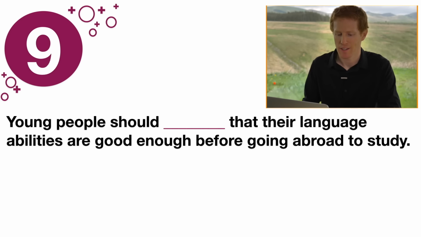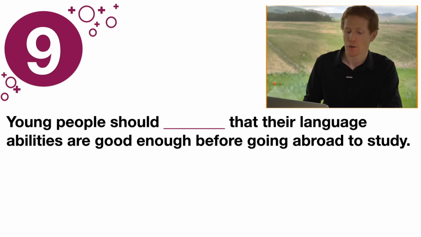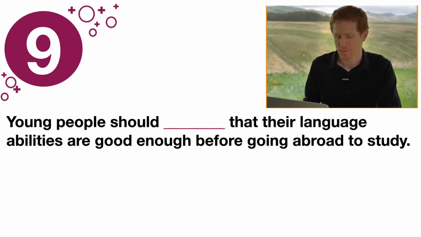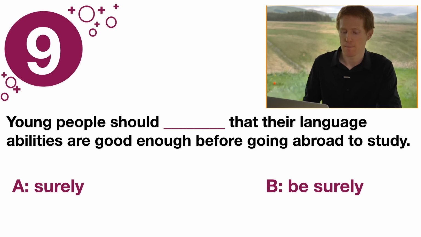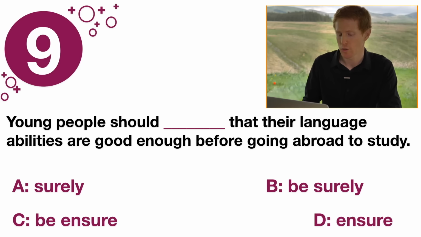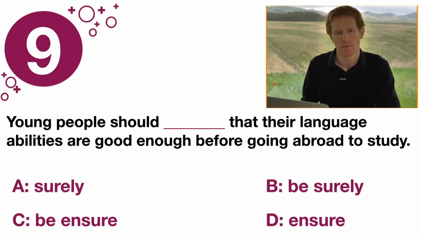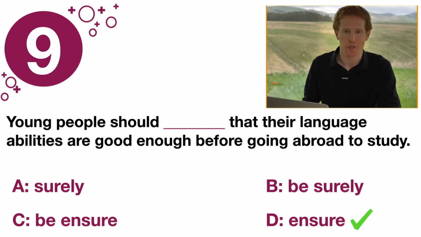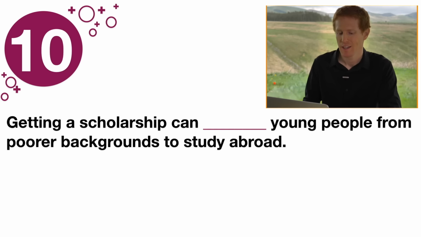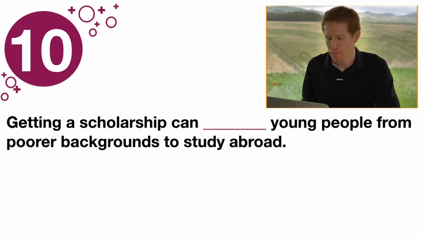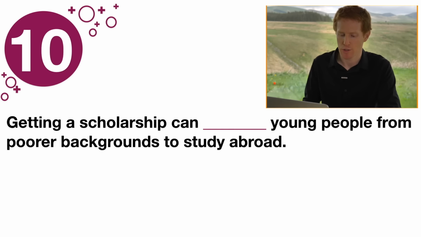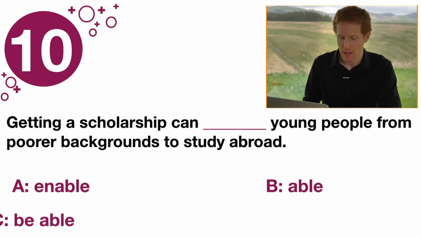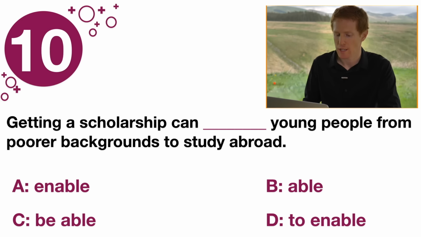Number 9, young people should something their language abilities are good enough before going abroad to study. A, surely, B, be surely, C, be ensure, or D, ensure. The answer is D, ensure. Okay, number 10. Getting a scholarship can something young people from poorer backgrounds to study abroad. A, enable, B, able, C, be able, or D, to enable. So the answer is A, can enable.